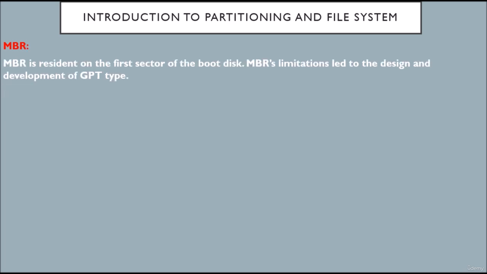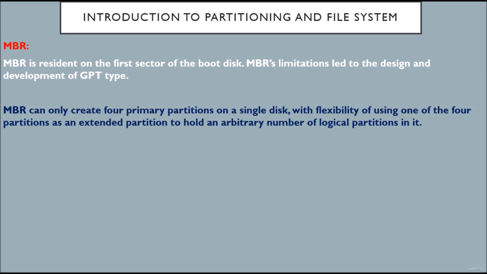Let's talk about MBR. MBR is resident on the first sector of the boot disk. MBR's limitations led to the design and development of the GPT type on newer systems. MBR can only create 4 primary partitions on a single disk, with the flexibility of using one of the 4 partitions as an extended partition to hold an arbitrary number of logical partitions in it.